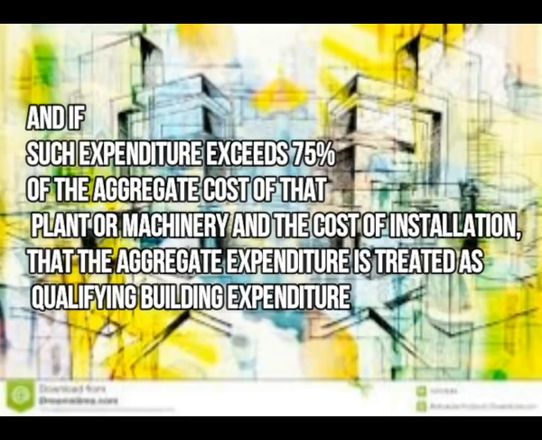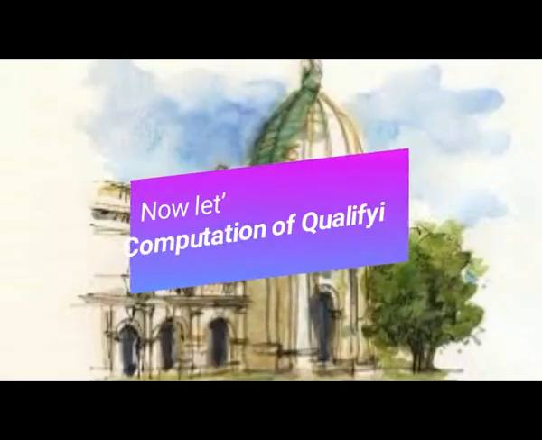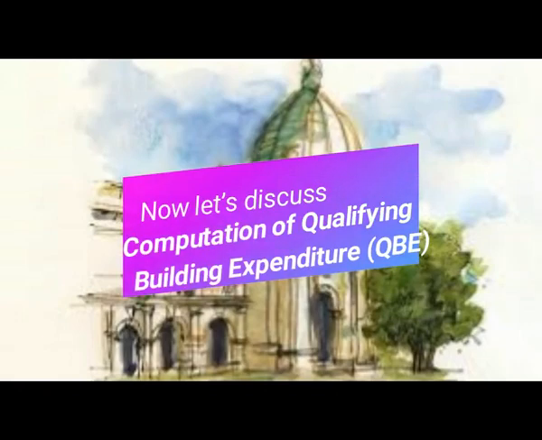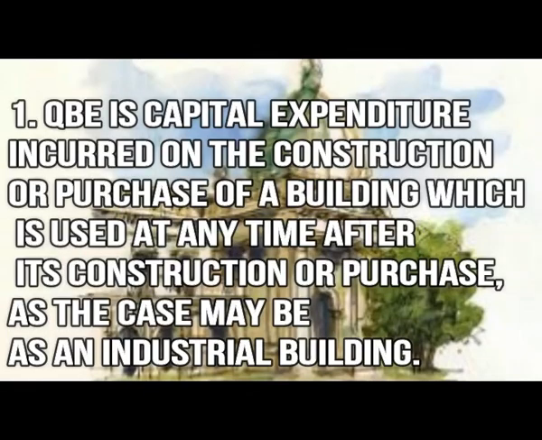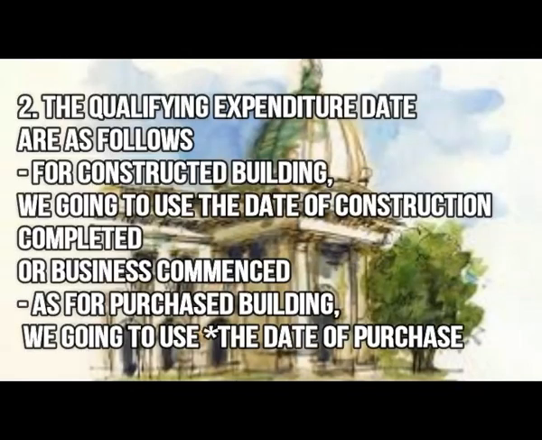Now, let's discuss the computation of qualifying building expenditure, QBE. QBE is capital expenditure incurred on the construction or purchase of a building which is used at any time of its construction or purchase, as the case may be, as an industrial building. Number 2, the qualifying expenditure dates are as follows. For a constructed building, we use the date of construction completed or business commenced. As for a purchased building, we use the date of purchase.